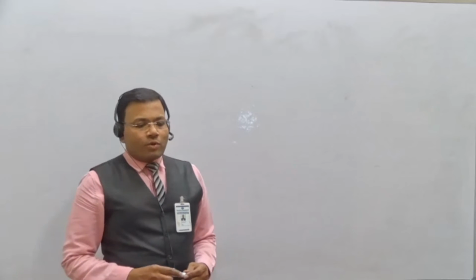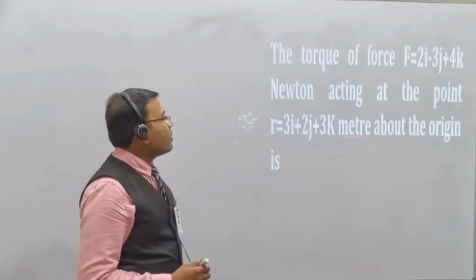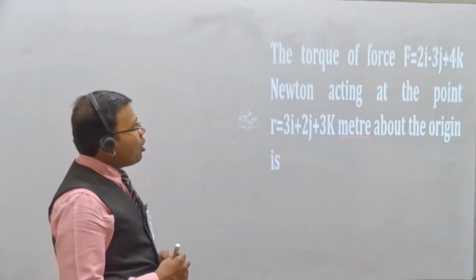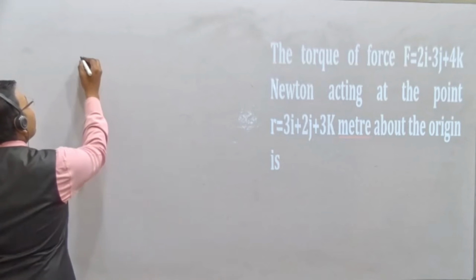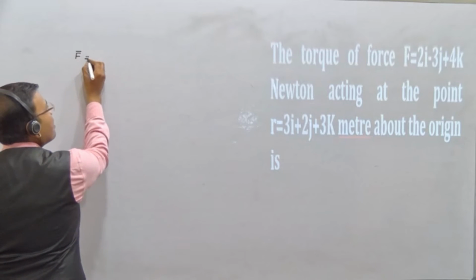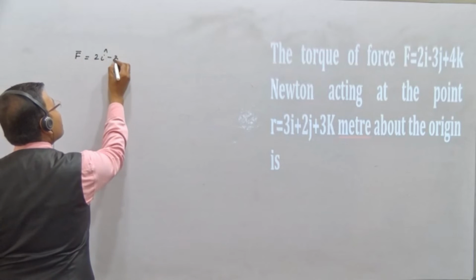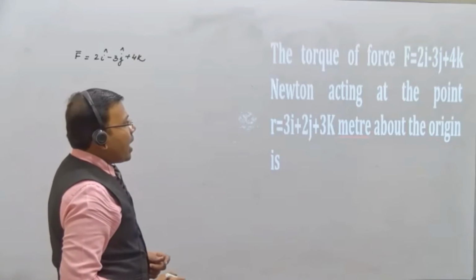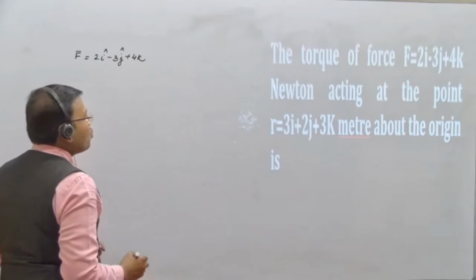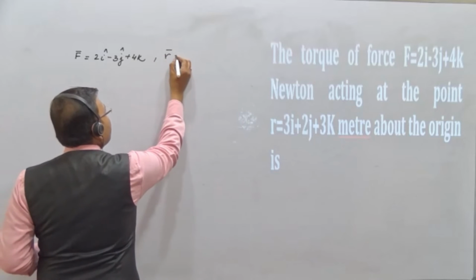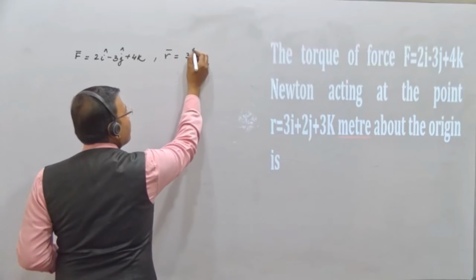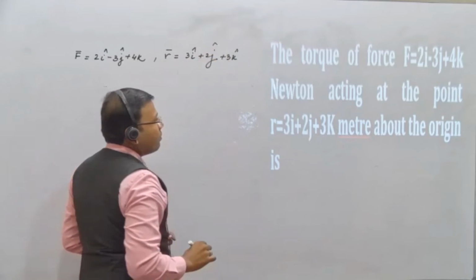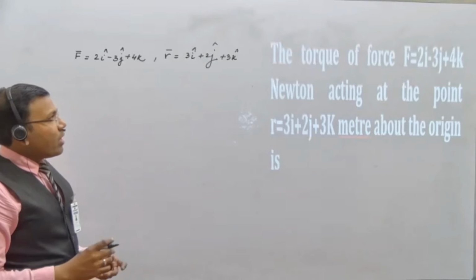Students, the next problem we need to solve is on the board. The torque of the force is asked. The torque of the force F, that is the force vector I am writing, that is 2i minus 3j plus 4k Newton, acting at the point 3i plus 2j, that is the position vector, the radius vector, which is also given as 3i plus 2j plus 3k, in meters. About the origin, we have to calculate the torque.